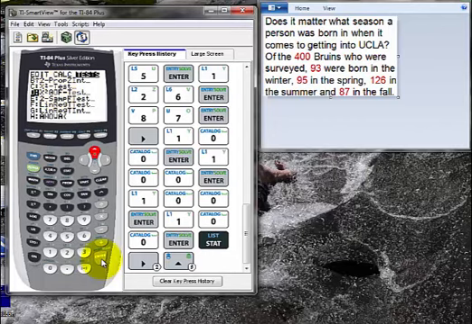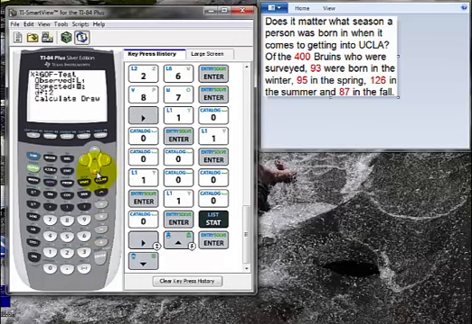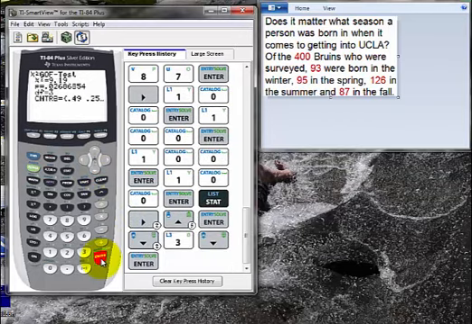So I hit enter. Observed is L1, expected is L2. There are 4 seasons. 4 minus 1 is 3, so degrees of freedom is 3. I go to calculate, and there we have it. The chi-squared test statistic is chi-squared equals 9.19. The p-value is 0.026868854. So in particular, it's around 0.03.